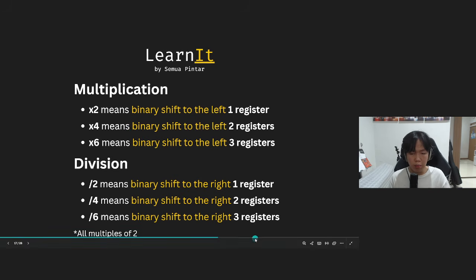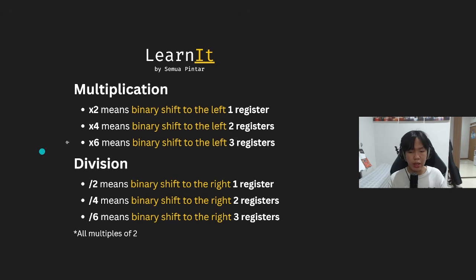And division is the same, except now it's to the right. So dividing by 2 is moving to the right by 1. Dividing by 4 is moving to the right by 2. And dividing by 8 is moving to the right by 3. Right? And yeah, these are all multiples of 2.